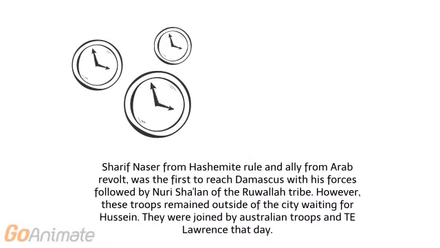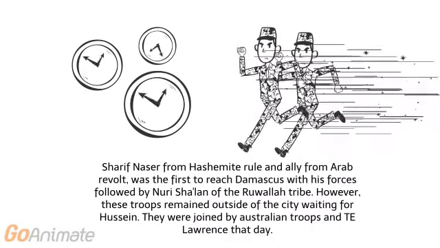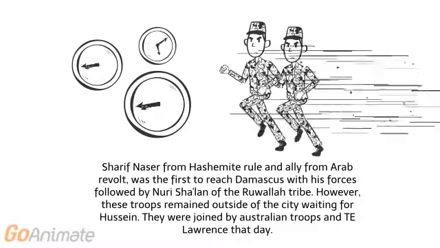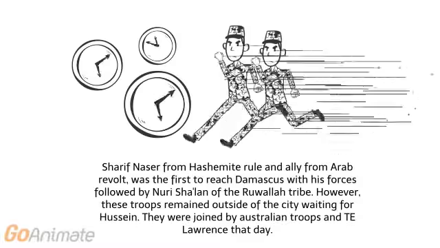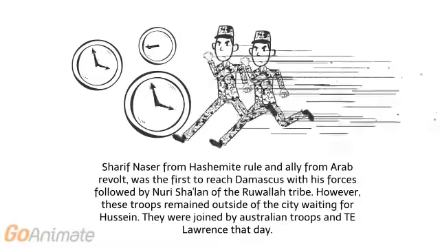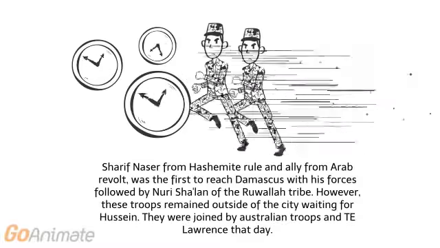Sharif Nasser from Hashemite rule, an ally from the Arab Revolt, was the first to reach Damascus with his forces, followed by Nuri Sha'lan of the Ruwala tribe. However, these troops remained outside the city waiting for Hussein, though they were joined by Australian troops and T.E. Lawrence later that day.